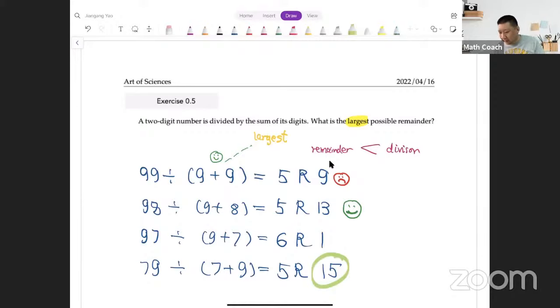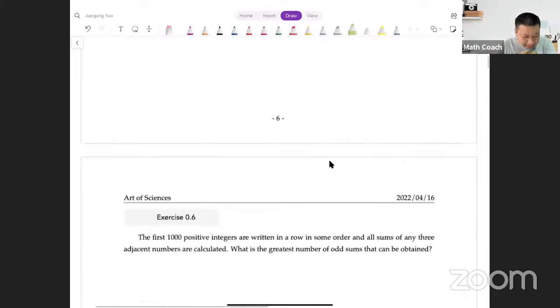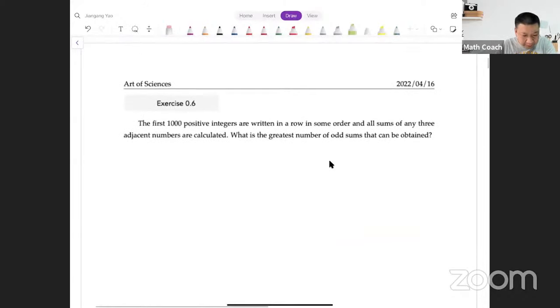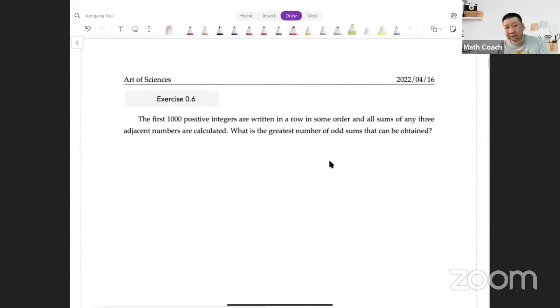Okay. All right, so now we finish problem 5, and the problem 5 we take 6 minutes. That's good. All right, so now here is problem 6.